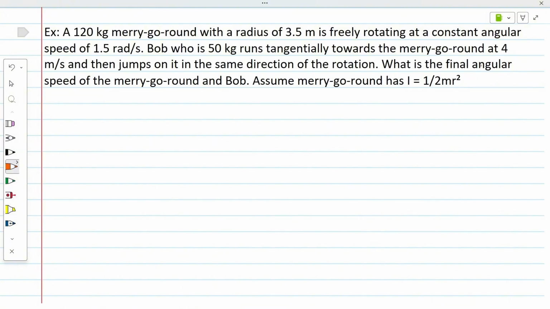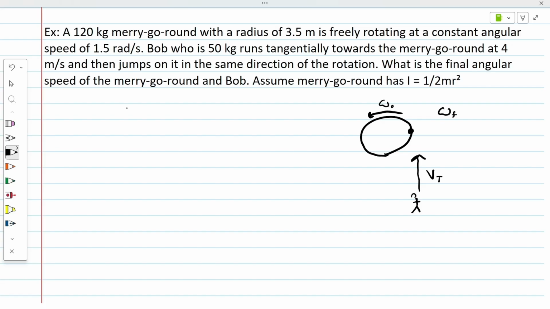Okay. So let's draw out what's happening here. So we have a merry-go-round, and it's spinning around with some initial angular velocity, and Bob is running towards this merry-go-round with some velocity and jumps onto it, and it keeps spinning in this direction. So we want to know what is this final angular velocity after he's jumped onto the merry-go-round.